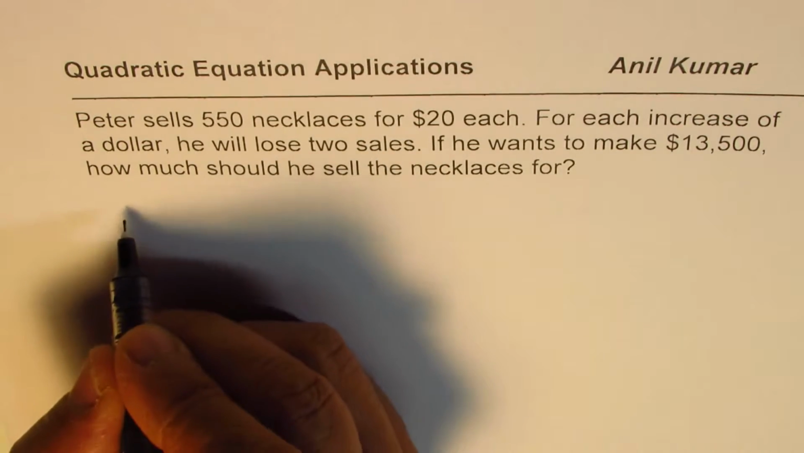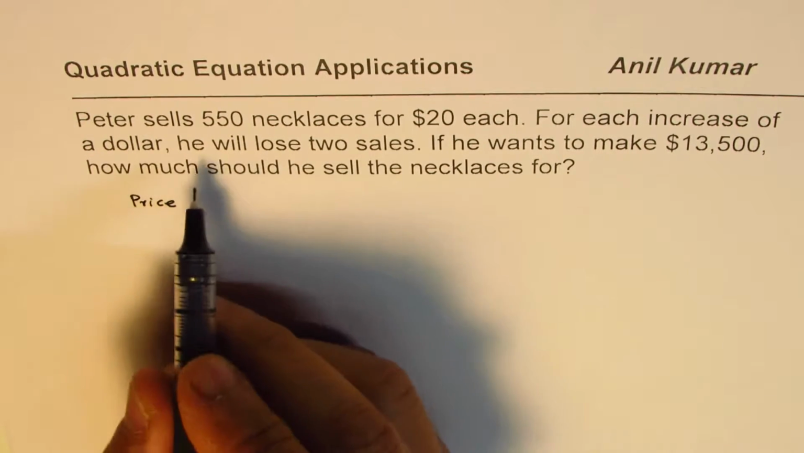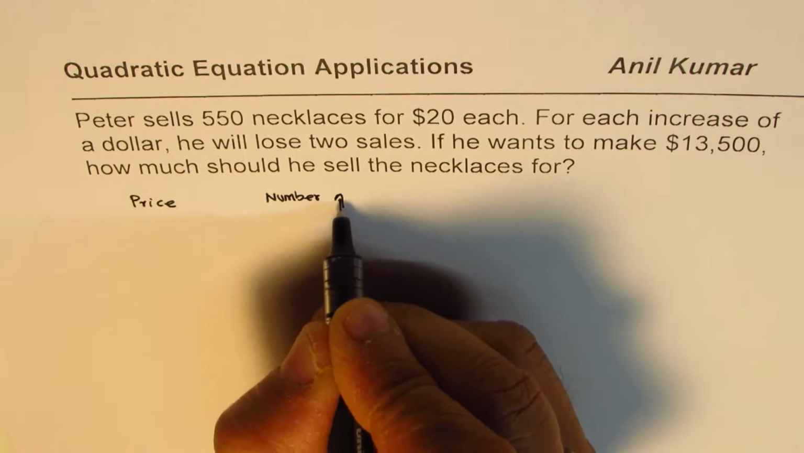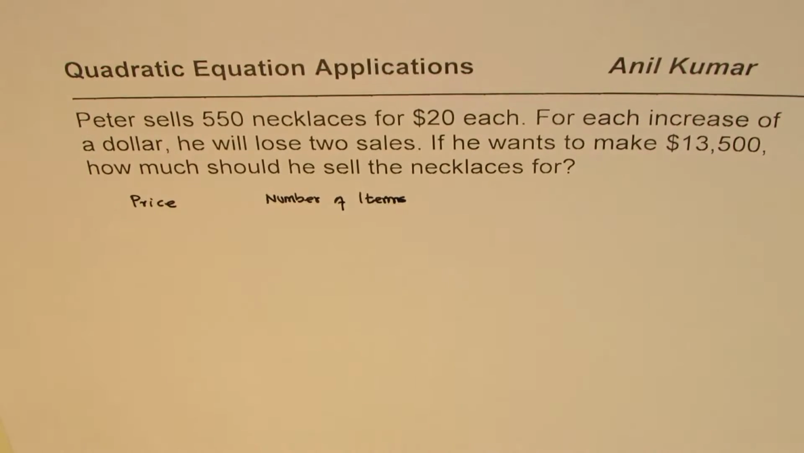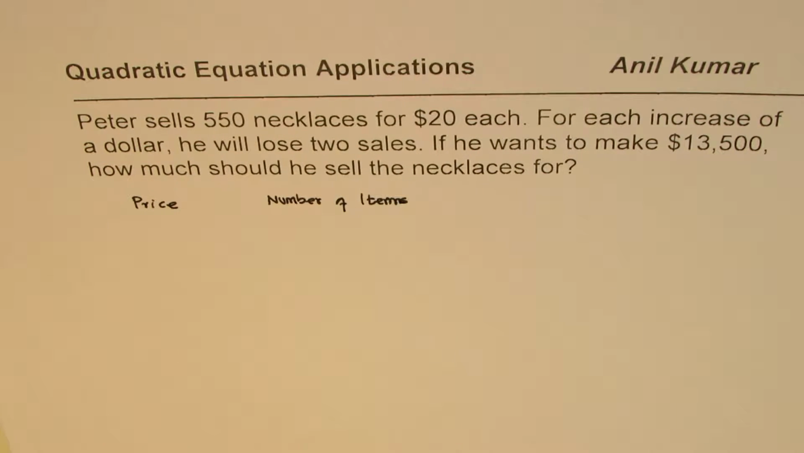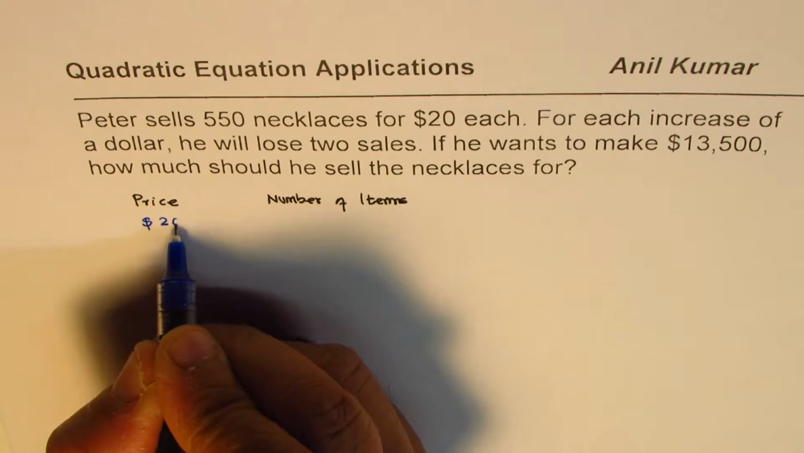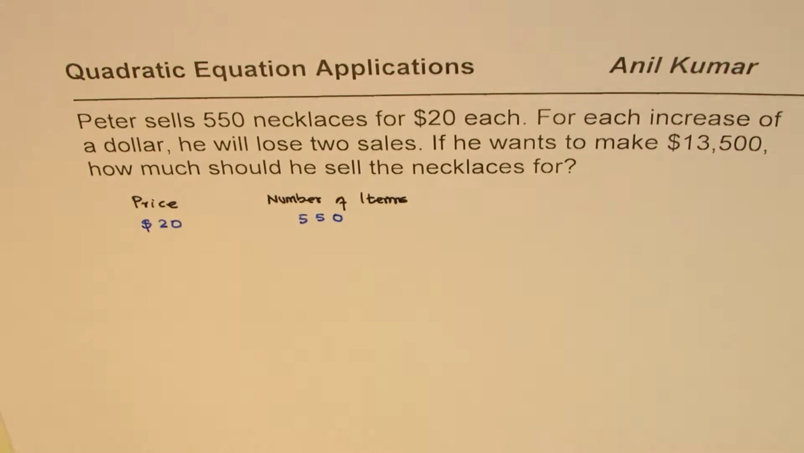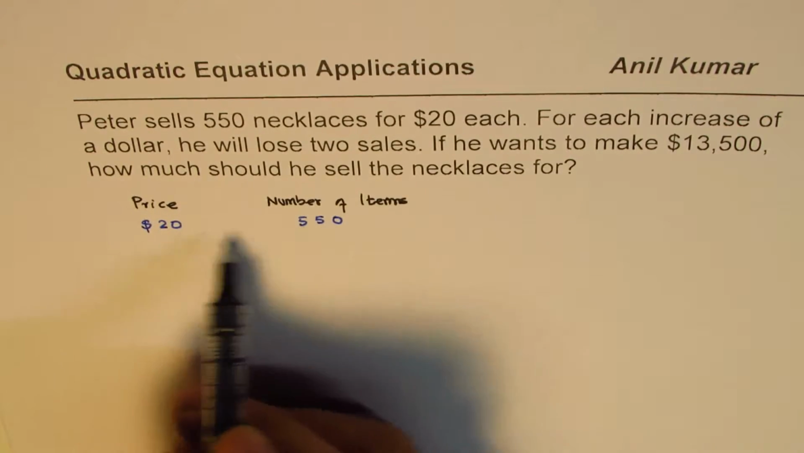So we have two things. When we have a price for an item, then you can sell some number of items. Normally what happens is, if you reduce the price more, you can sell more. If you increase the price, you can sell less. Same item, same place we're talking about. So in our case, if the price is $20, Peter can sell 550 necklaces. So whenever you sell, you get some money out of it.